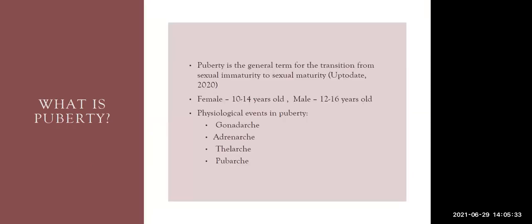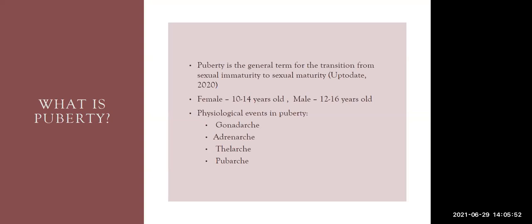So next, what is puberty? If you take a look at UpToDate, it states that puberty is the general term for the transition from sexual immaturity to sexual maturity. Approximately, females will have their puberty at the age of 10 to 14 years old, whereas males will have their puberty at the age of 12 to 16.